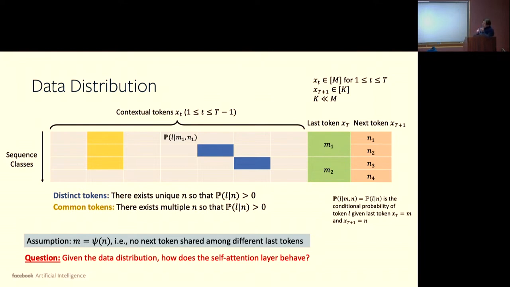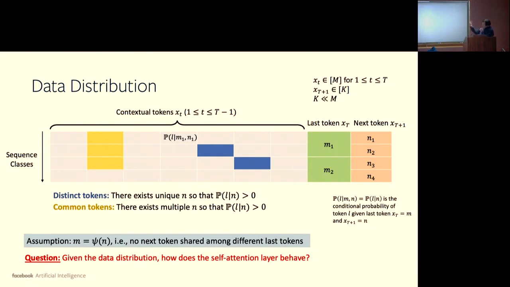There are also common tokens that appear in multiple sequence classes. You can write this down in mathematical form, saying that for distinct tokens, the probability of that token given the sequence index is greater than 0 for only one sequence class. But common tokens might appear in multiple sequence classes. Basically, that's the assumption.